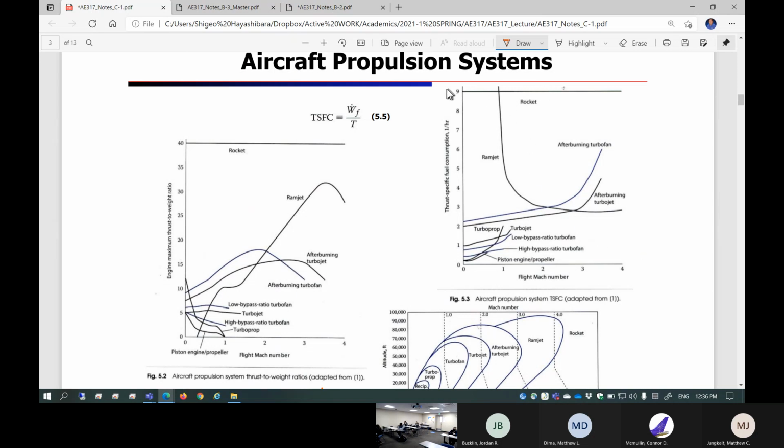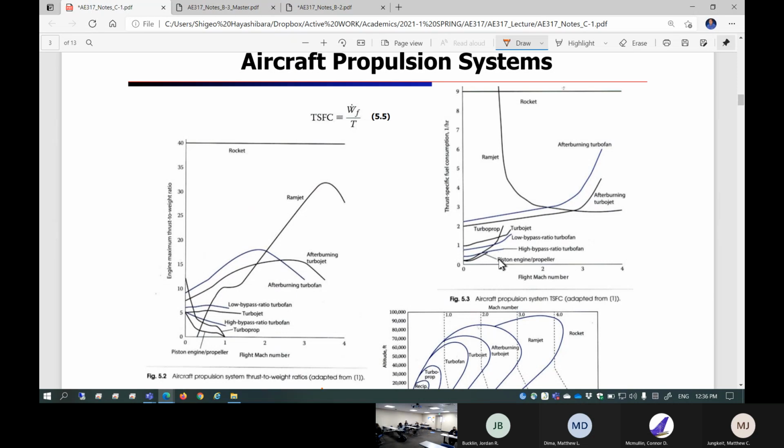So this is a rocket, always constant. Interestingly, rocket fuel consumption is almost constant. And then ramjet does very well at high speed, not so much at the low speed end, it looks like. Afterburning turbofan and turbojet, fuel consumption goes up; by sacrificing fuel consumption, you're going to get more thrust. That's what afterburning really is. And those are at the low speed end.